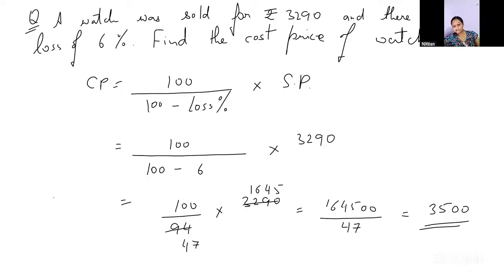Very important is that the formulas are very similar. When we are finding out the selling price, 100 will come below and 100 minus loss percent or profit percent will come above. When we are finding out the cost price, do a reciprocal. 100 will come on top, and 100 minus loss percent or 100 plus profit percent will come down, and then multiply it with what is given, that is selling price. Okay.